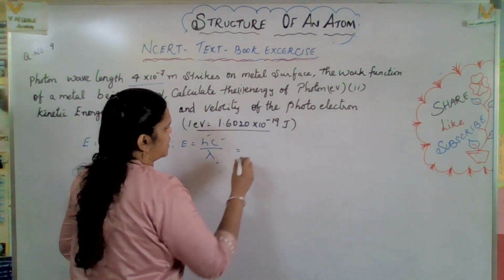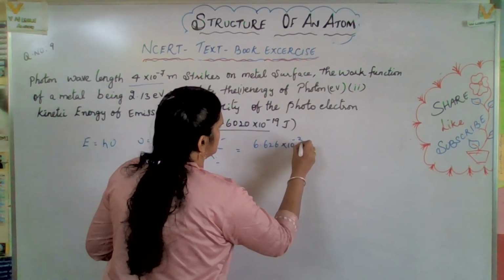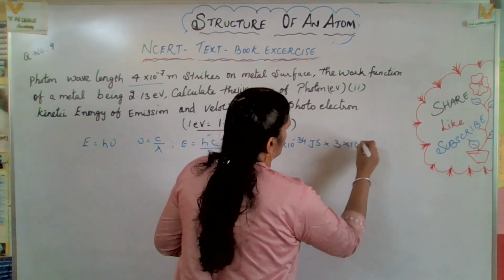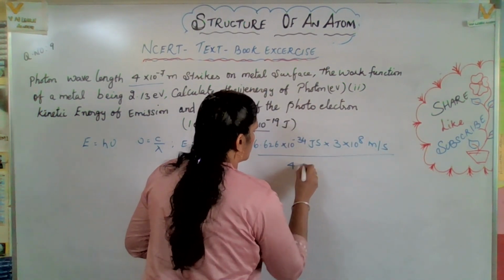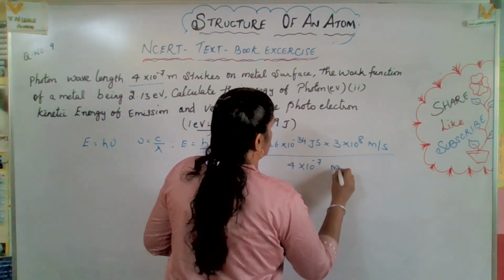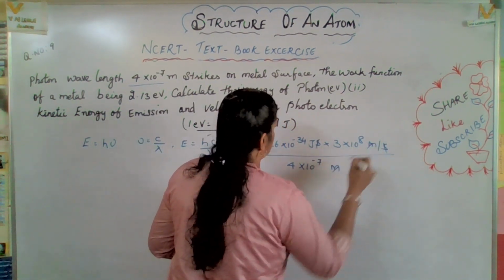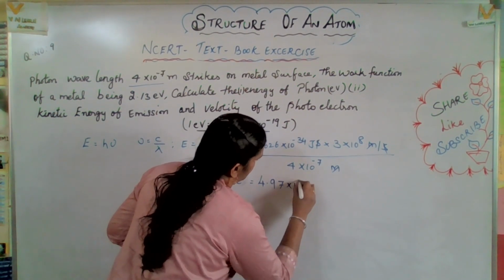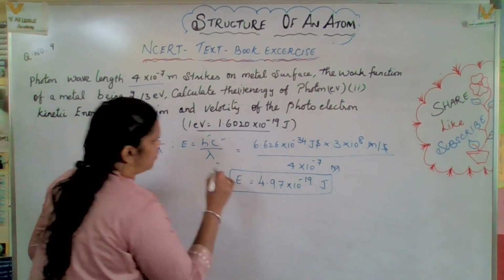Okay, now let us calculate this value: 6.626 into 10 to the power of minus 34 joule second into 3 into 10 to the power of 8 meter per second, divided by 4 into 10 to the power of minus 7 meter, right? Now the units cancel, so E is equal to 4.97 into 10 to the power of minus 19 joule. So this is the energy of the photon.